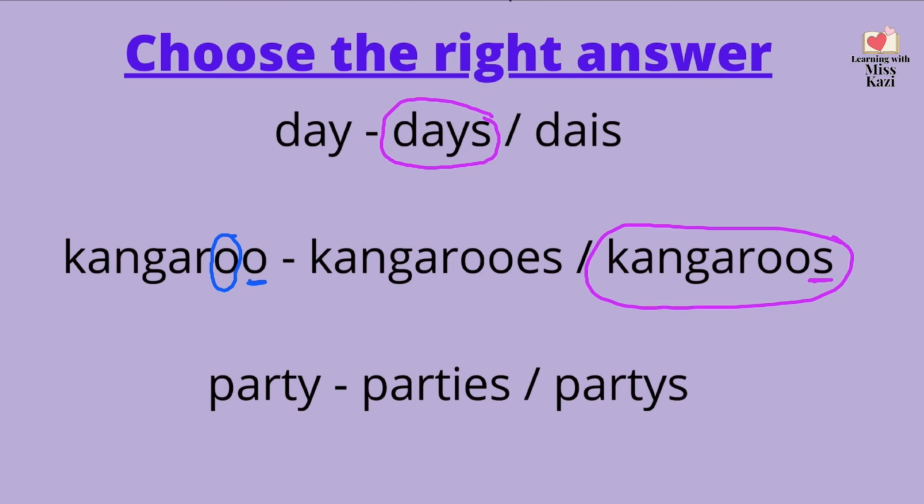Next one, party. If there's a Y at the end of the word, you look at the letter before. If it's a consonant, you need to change the Y to an I and add es. So the plural of party is parties. You change the Y to an I and add es.